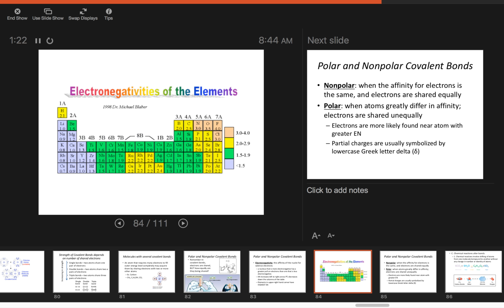So electronegativities of elements. Some elements have a higher attractive force. And so you see that pattern as you move across the period or the row, it increases. And as you go down the column or the group, it decreases. So fluorine, oxygen, chlorine have the greatest kind of attractive force on electrons. So when they form bonds, they usually hog the electrons. The electrons hang out with them more.